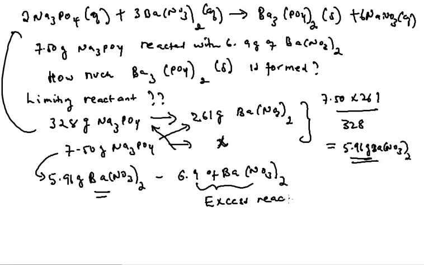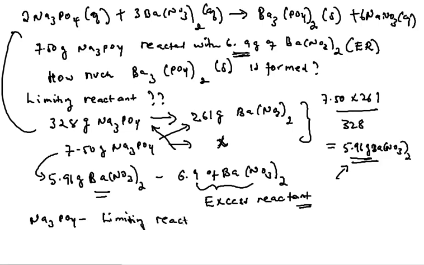Okay, the excess reactant. For 7.50 grams of sodium phosphate, we need only 5.96, but what was given to us was 6.9 grams. So this is going to be your ER. I use ER to refer to excess reactant. So in that case, sodium phosphate is our limiting reactant. Now we can solve this problem, because once we know the limiting reactant, we can tell the amount of products that's formed.